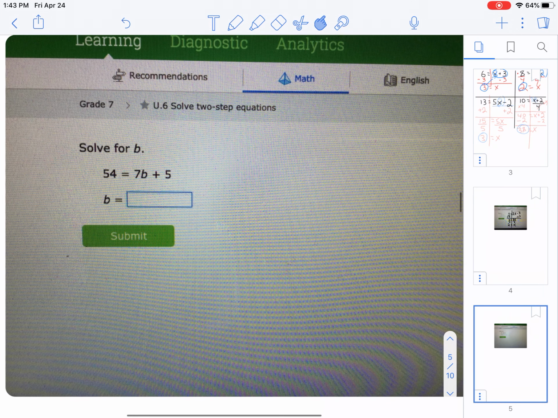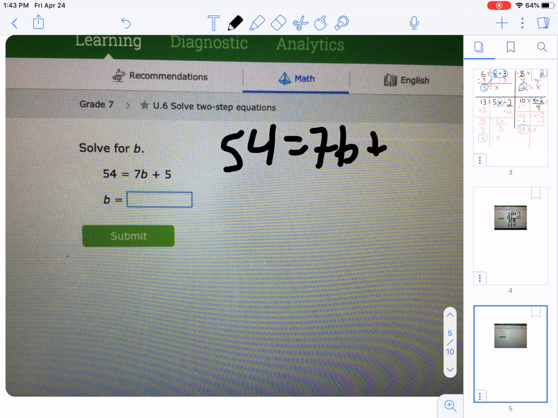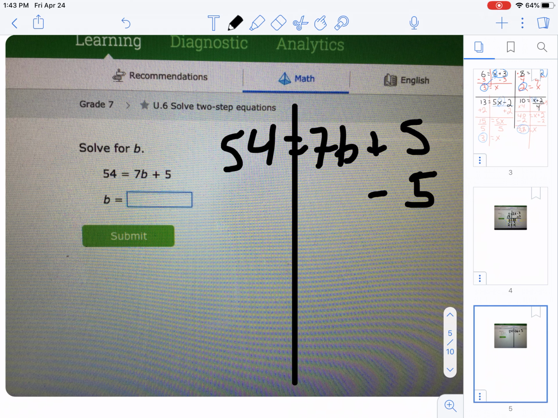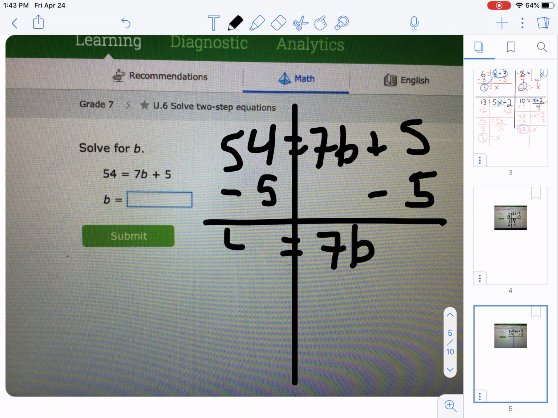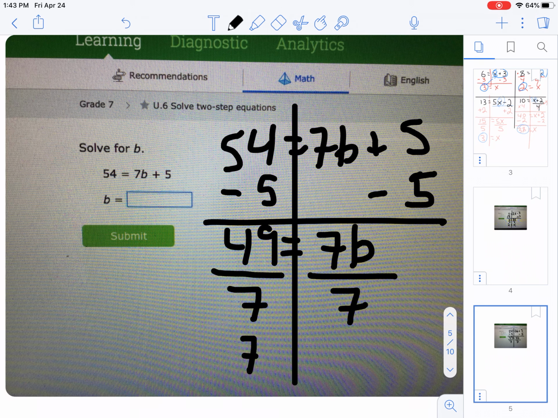Okay, another example might look like 54 equals 7b plus 5. Okay, we have the right side and the left side, and we have to get b by itself. So we're going to take away 5 on this side, and we'll take away 5 on this side. And what that leaves us with is 7b equals 49. 7b means 7 times b, so we have to do the opposite of times. That's divide. So we're going to divide by 7, and we'll do it on both sides. And what we end up with is 7 equals b.